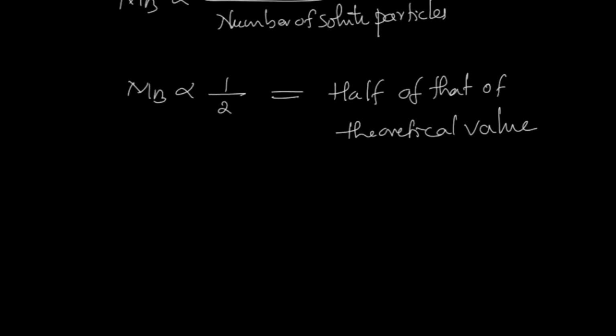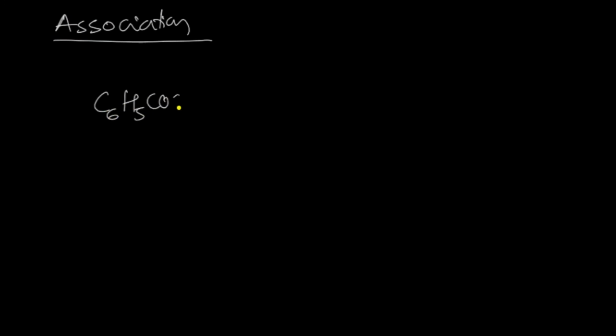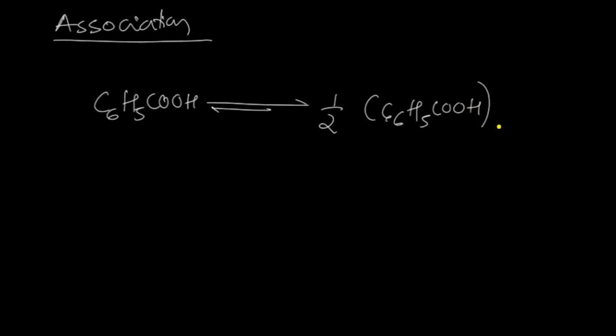But what happens when association is occurring? Take the example of benzoic acid, C6H5COOH. It associates, students. Association means that it gets dimerized: two molecules get connected with one another. So it becomes one half of C6H5COOH, and it should be twice.